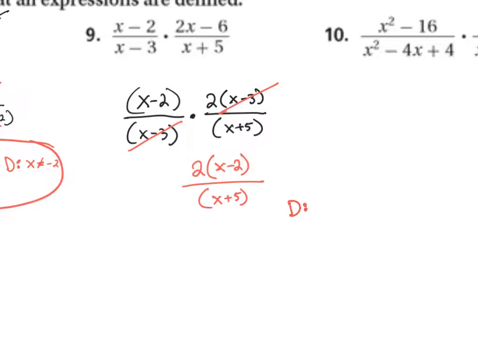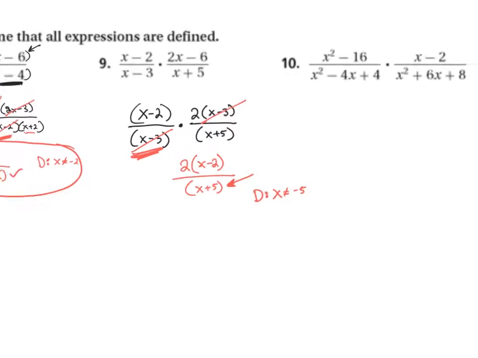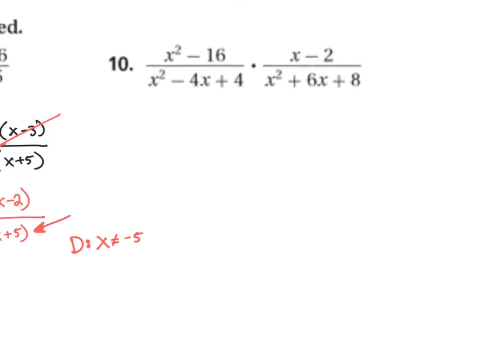Domain restrictions: the obvious domain restriction is x cannot equal -5, because that would be a problem on the bottom. Non-obvious, x can also not equal 3, right? So you always want to keep track of that. And then we keep going here.